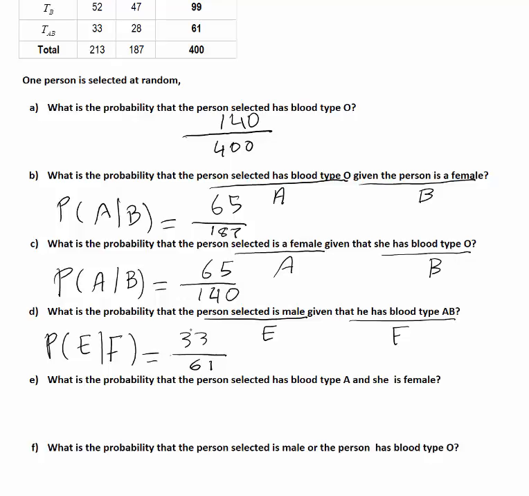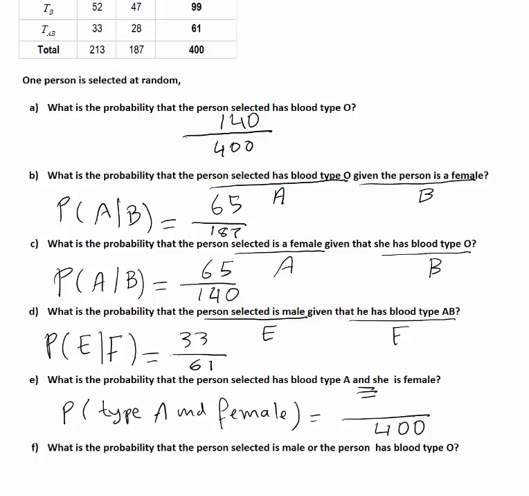E. What is the probability that the person selected has blood type A and the person is female? This is not a conditional probability. He's not saying the word given here. So we want the probability of type A and female equals. Number of possible outcomes, we have 400 people. We're selecting from 400, so we're back to 400 because there is no condition here.